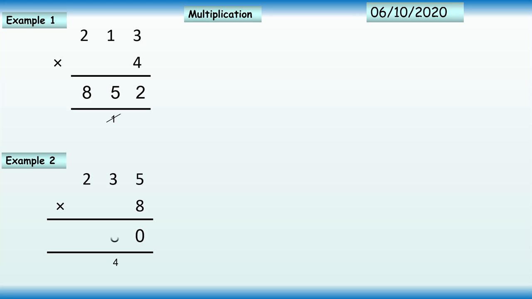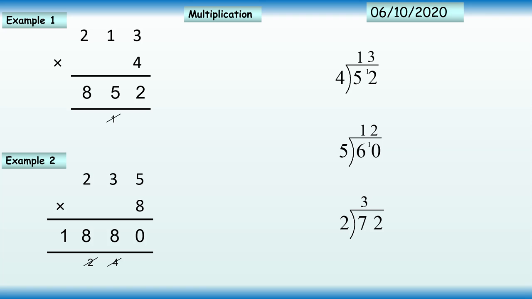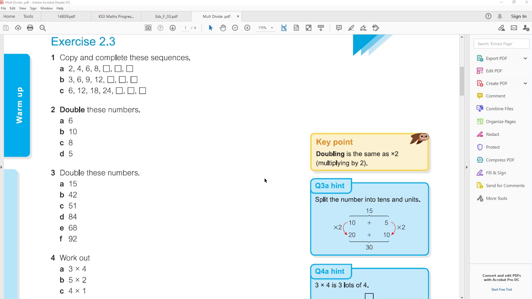What I want us to do now is to make some notes. So we've got 2 examples for multiplication and 3 examples for division. So copy that into your books, quick as you can, and we'll go on to some exercises, some questions. Okay, so you've got exercise 2.3. Off you go.